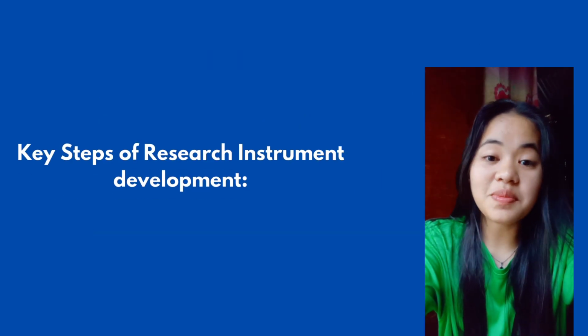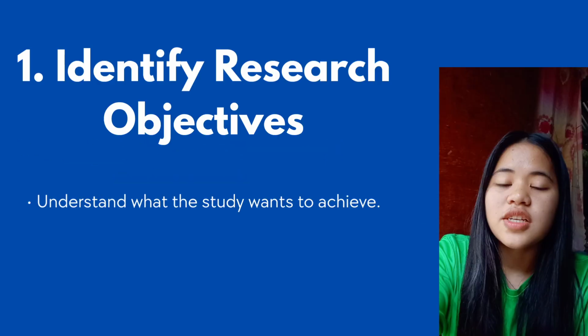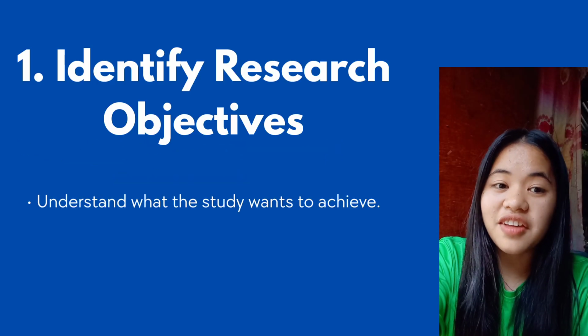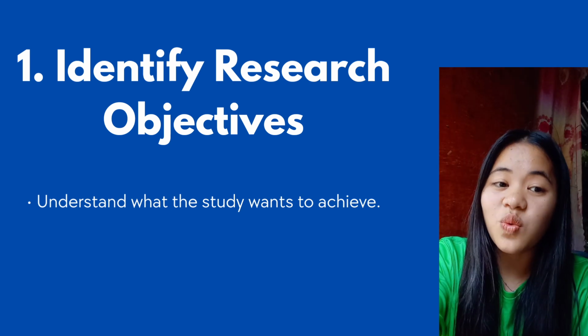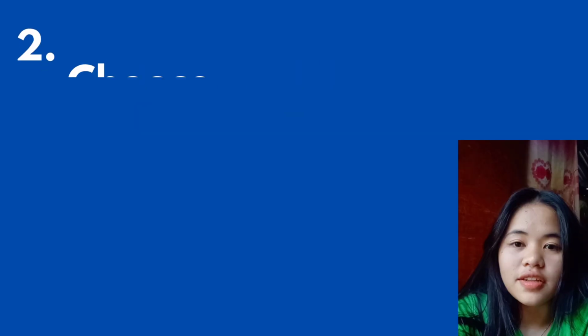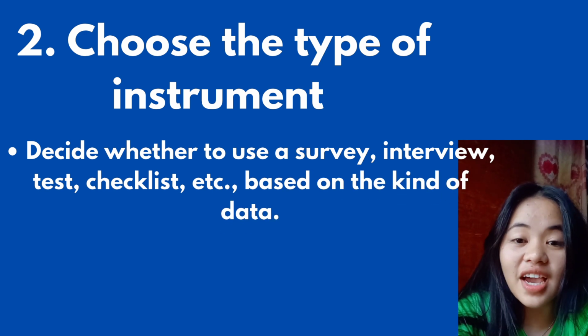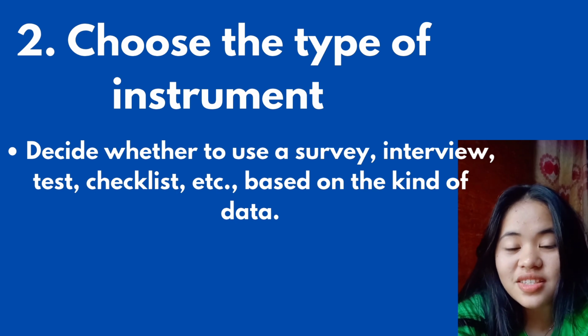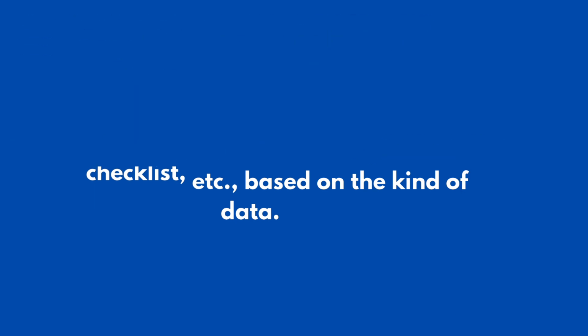Here are the key steps of research instrument development. Number one is identify research objectives. Understand what the study wants to achieve. Number two, choose the type of instrument. Decide whether to use a survey, interview, test, checklist, etc., based on the kind of data.